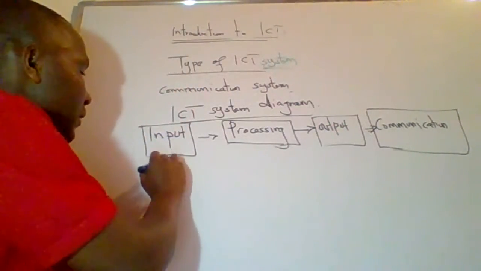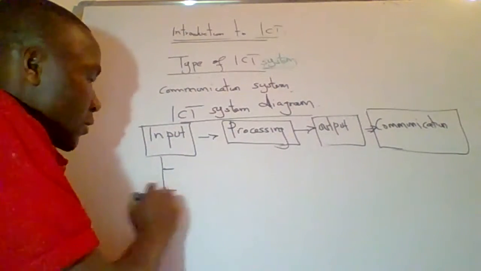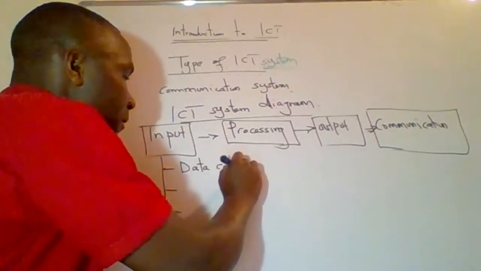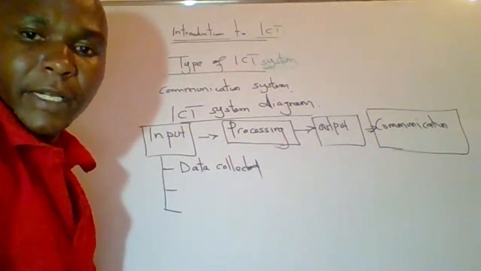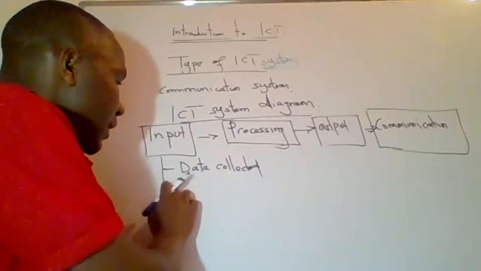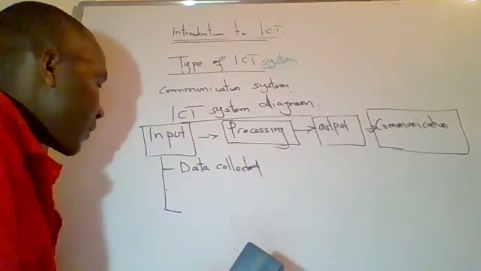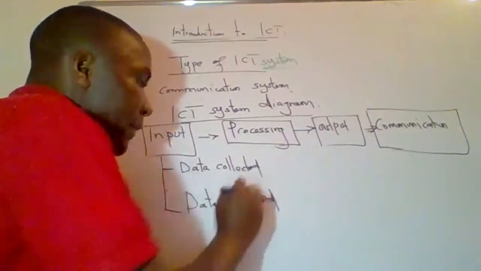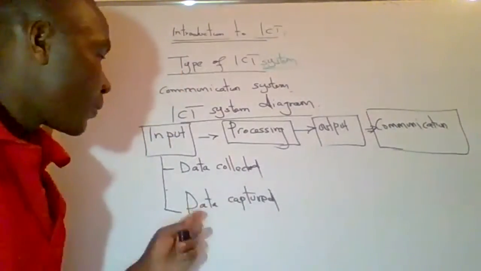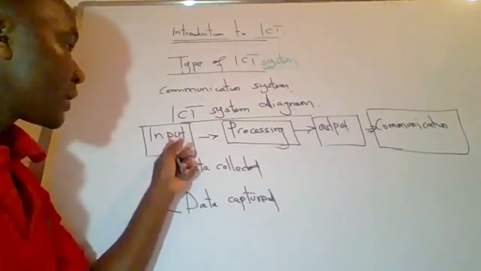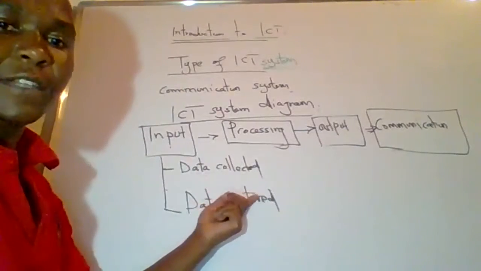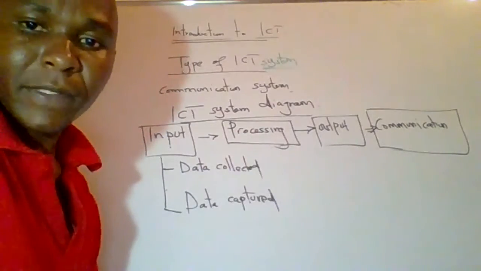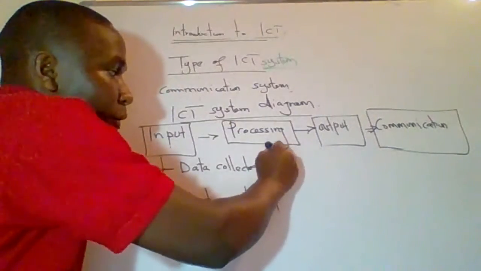So what are we inputting? Put a small dash there. Write like data collected, or data captured. Come on, the sales. If you have the sales receipt, while you are inputting that sales receipt in a computer, we are inputting the data we have just collected, right? And then what about processing? Put a small dash there too.